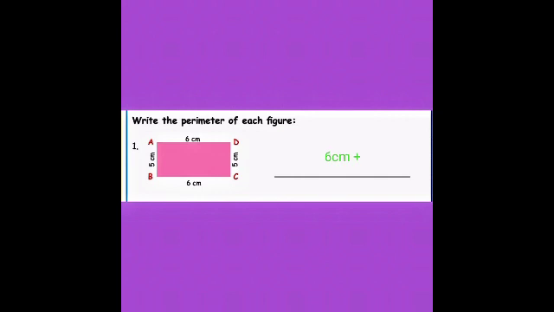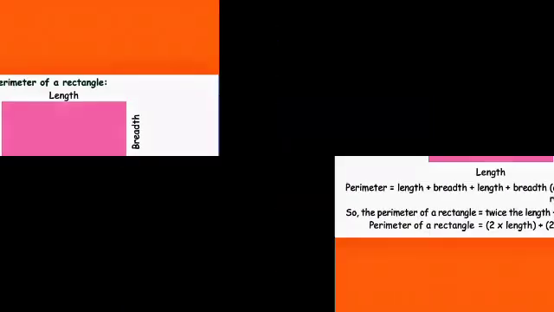6 cm plus 5 cm plus 6 cm plus 5 cm, which is equal to 6 plus 5 is 11, 11 plus 6 is 17, 17 plus 5 is 22. Therefore, the perimeter of the given rectangle is 22 centimeter. Likewise, we have to do this activity. This is one of the ways to find the perimeter. We have one more way, that is the formula way.